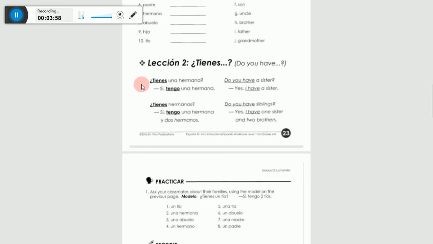Let's read the examples here. ¿Tienes una hermana? Sí, tengo una hermana. ¿Tienes hermanos? Sí, tengo una hermana y dos hermanos. Notice that here the plural hermanos doesn't just mean brothers, it can also mean siblings. It's one of those instances where the masculine form of the word takes both genders into account when we're talking about a group.